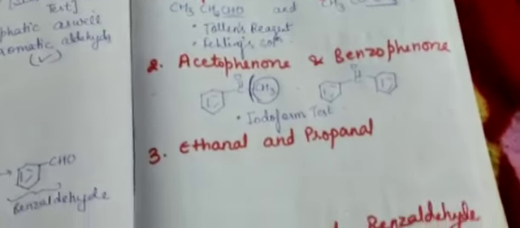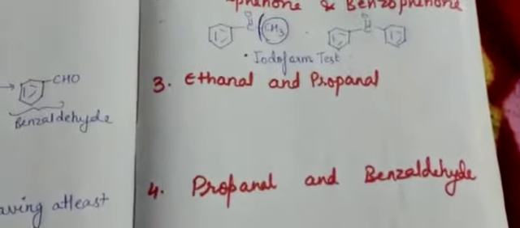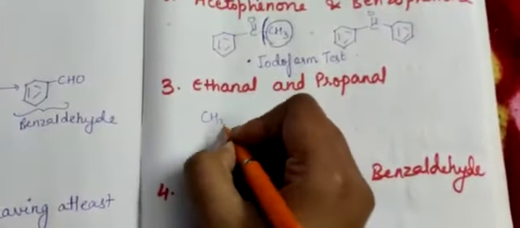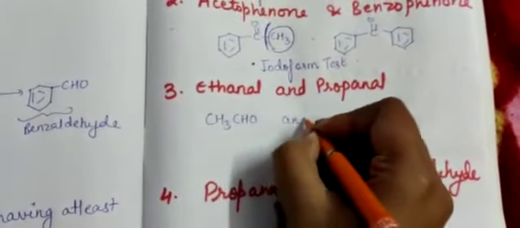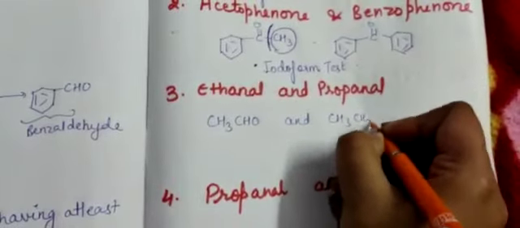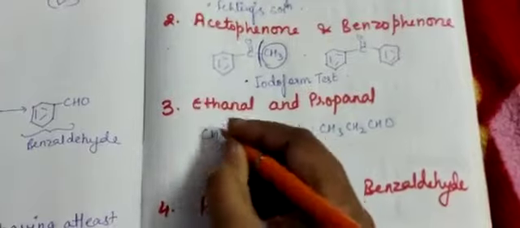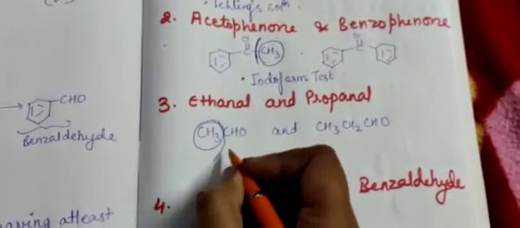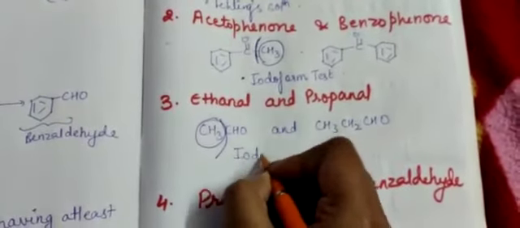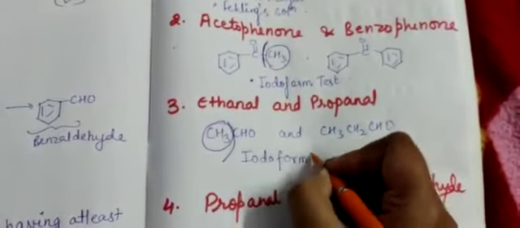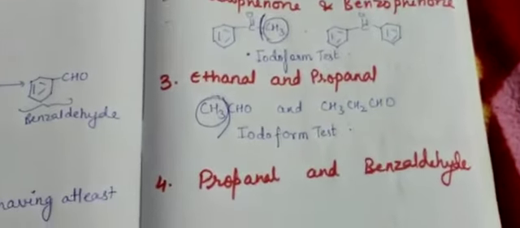Okay. Now coming to the third one, that is ethanal and propanal. Ethanal is CH3CHO and propanal is CH3CH2CHO. Now we can see both are aldehydes, but one has a methyl group directly on the carbonyl, so they can also be distinguished with the help of the iodoform test.